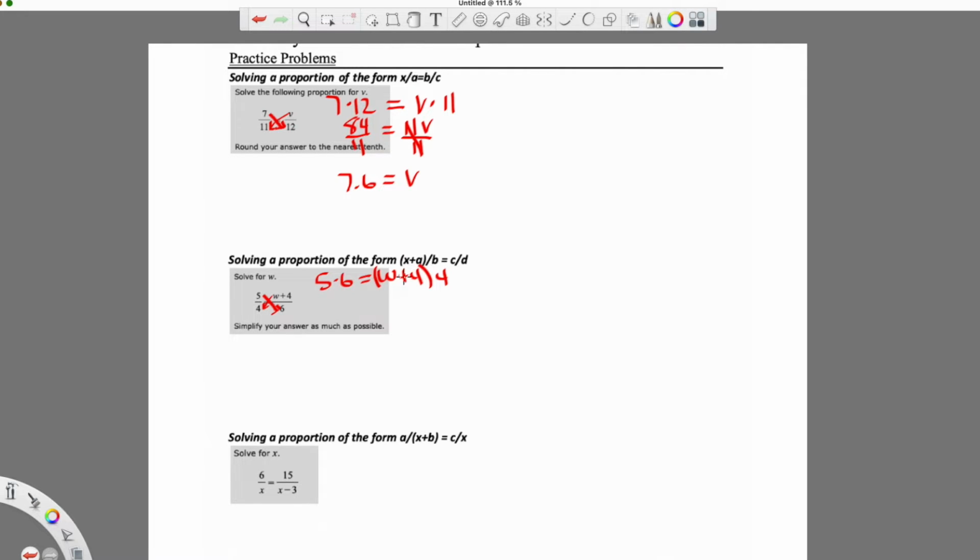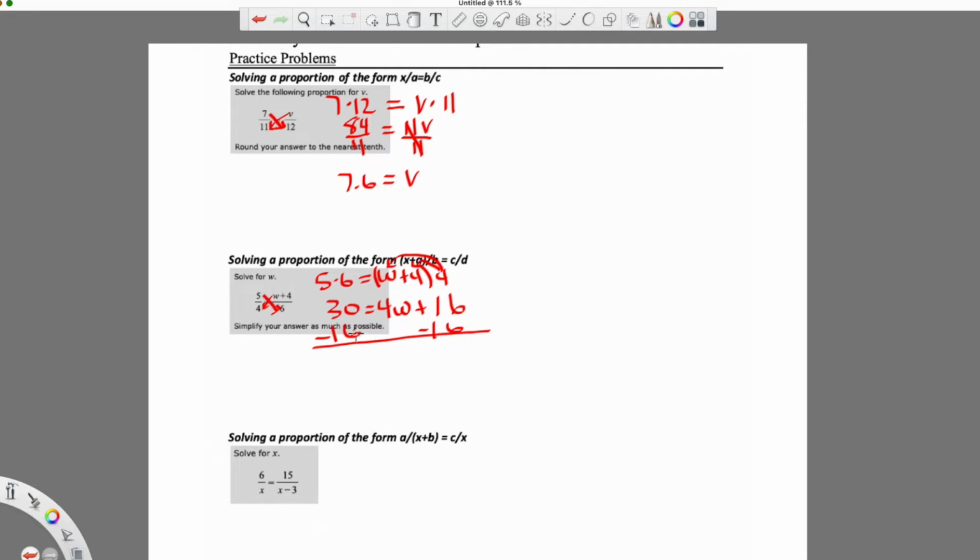So now we have to distribute. So we have 5 times 6, which is 30. And remember, we have to distribute this. So it's going to be 4 times w, and 4 times 4 equals 16. So now we're just going to solve this like we would any other equation. I'm going to try to get w by itself. So I'm going to look at what's being added or subtracted on the same side as the w. So I'm adding 16, so I'm going to subtract 16 from both sides.